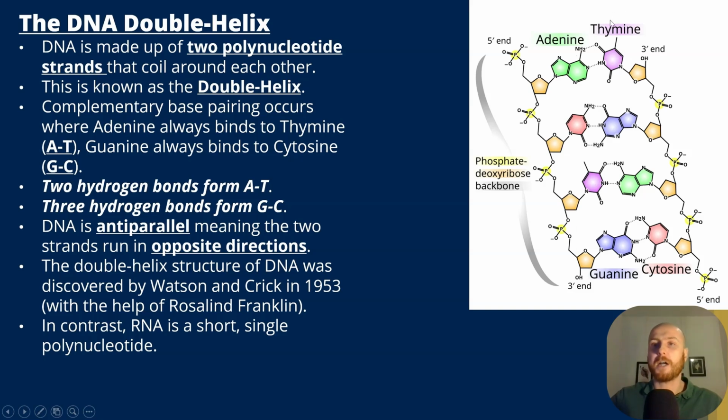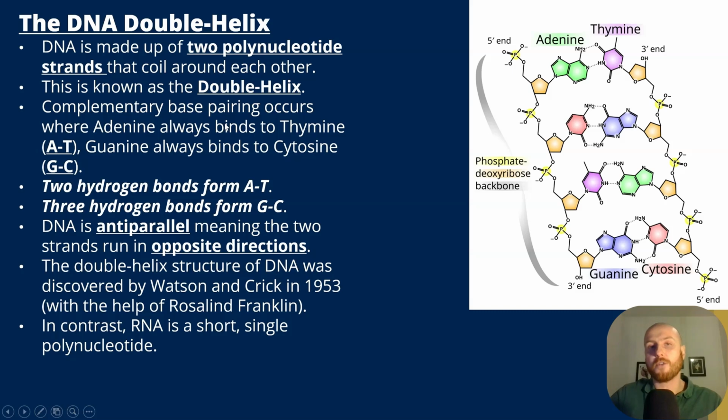And on the right-hand side, with thymine at the top, we've got our other polynucleotide strand. And remember, it is sugar, phosphate, base, sugar, phosphate, base, all the way down. Now, this is known as the double helix because it coils around, okay? And I'll show you an image of that in a moment. And within this double helix, we have complementary base pairing.